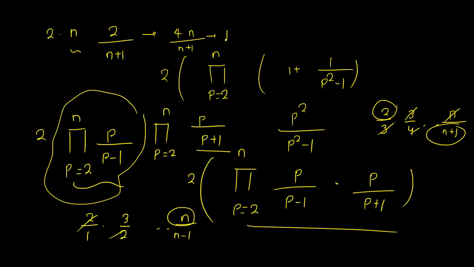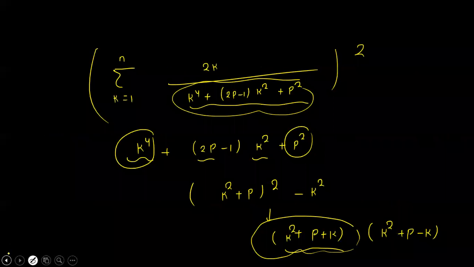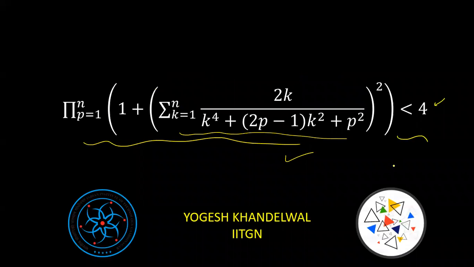So you can rewrite this in this way: 4 times (1 minus 1 divided by n plus 1). So obviously n is some positive number, so 1 minus something positive will be less than 1, so this is less than 4. So we have proved this inequality. In this way we can prove this.